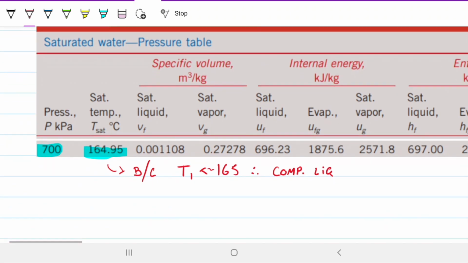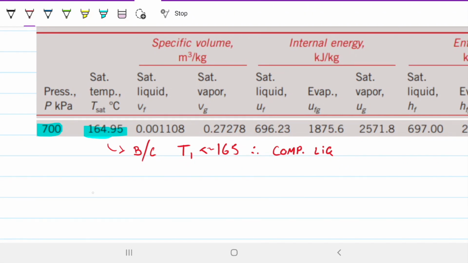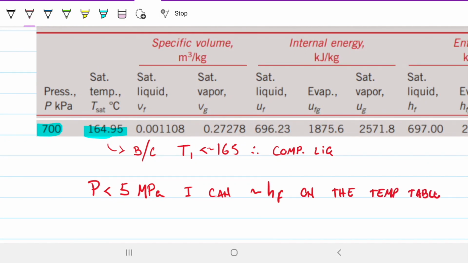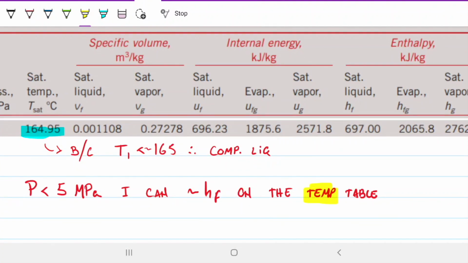You might not remember this, but as long as my pressure is smaller than 5 megapascals, then I can approximate my properties to the ones of the saturated liquid on the temperature table. This is quite important because if we use the pressure table, that's going to be associated with a large error generally. So we need to look at the temperature table. We're looking at 15 Celsius, and we're going to grab our properties as being the saturated liquid properties because our pressure is smaller than 5 megapascals. If it were greater than 5 megapascals, then we have to look at the compressed liquid tables.